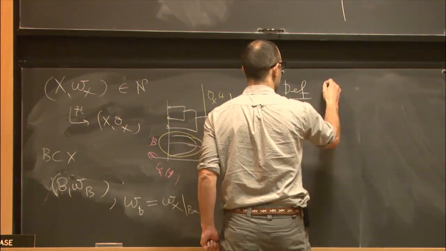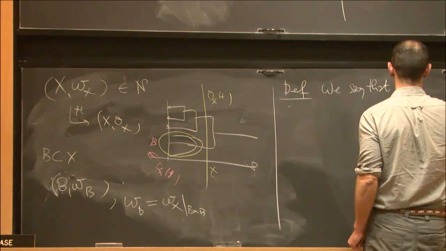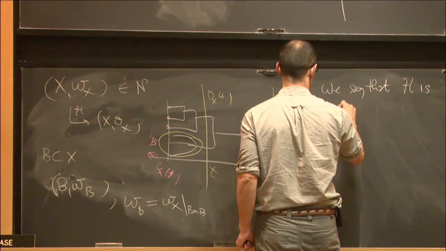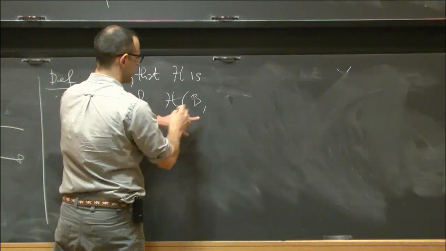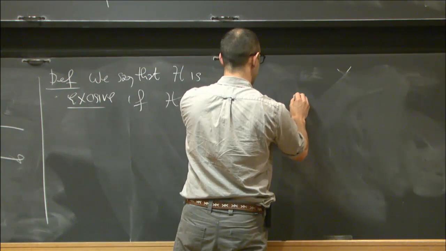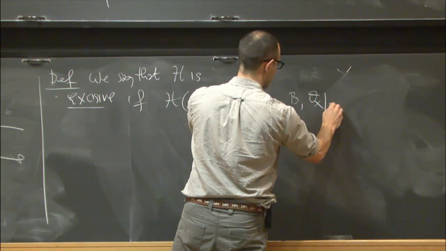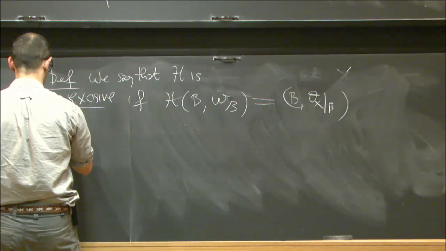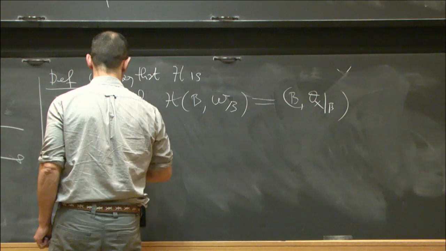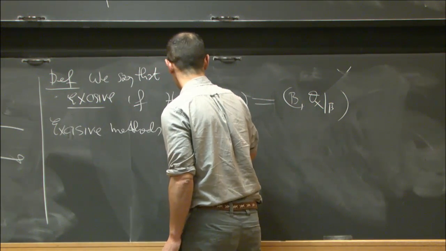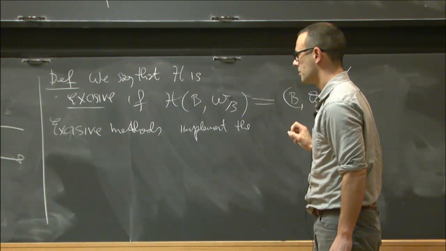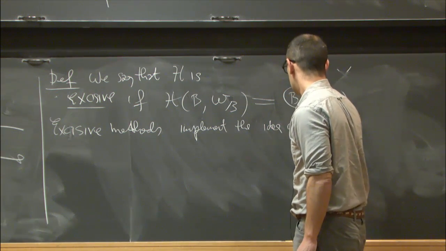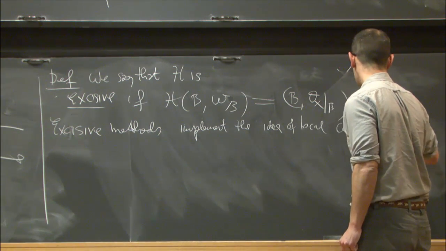So we say that h is excessive if, when you apply h again to omega B, you get B and then theta X restricted to B. So the idea is that excessive methods are methods that are locally consistent. Intuitively, excessive methods implement the idea of local consistency.